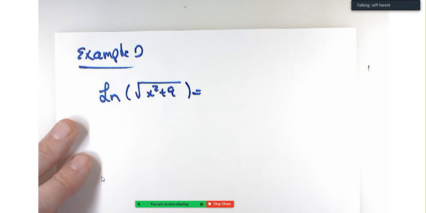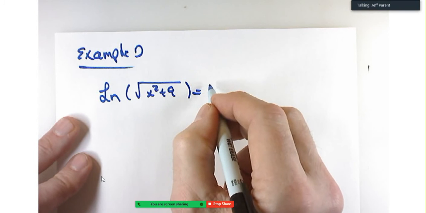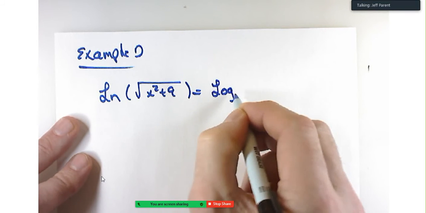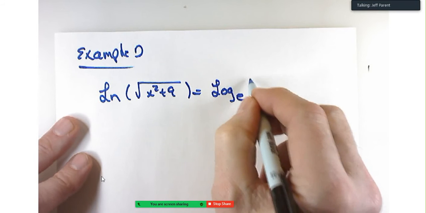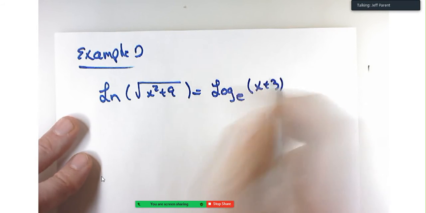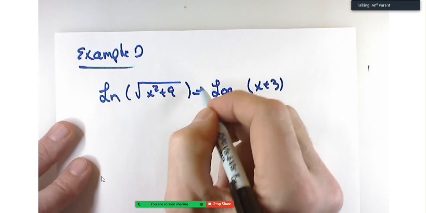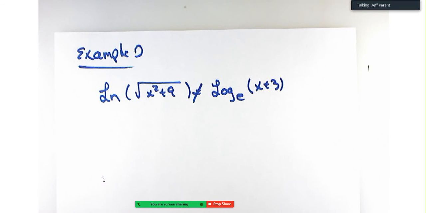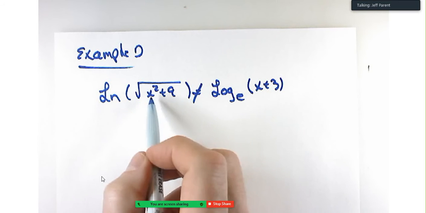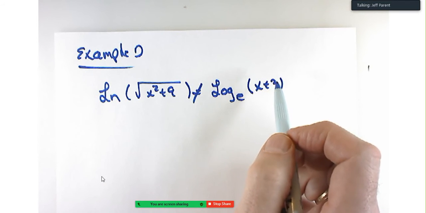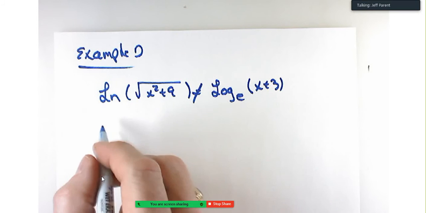A lot of times I'll get stuff like this. People will say, oh, well, that's just the log base e of x plus 3. That is, they'll take the square root of x squared plus 9 as x plus 3. That's wrong. You just can't do that. You can't split up a square root of a sum into the sum of the square roots. It's just not true. So what can you do here?